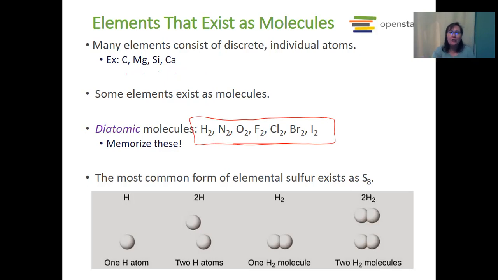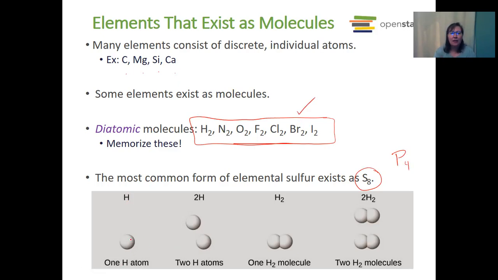You will never see hydrogen, nitrogen, oxygen, fluorine, chlorine, bromine, or iodine written by themselves, not attached to anything else. If they're not attached to another element, they're attached to themselves in these diatomic setups. Here you'll get some more. The most common form of elemental sulfur is actually S8. A common form of elemental phosphorus is P4. So you're going to see that a lot. But these diatomics, these are things that you definitely need to know.